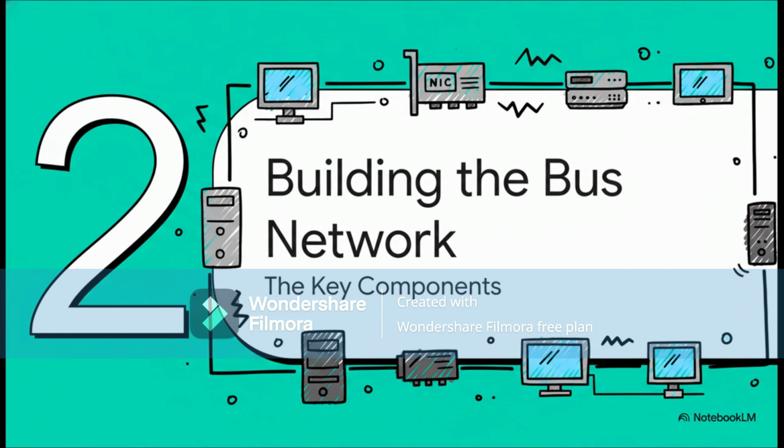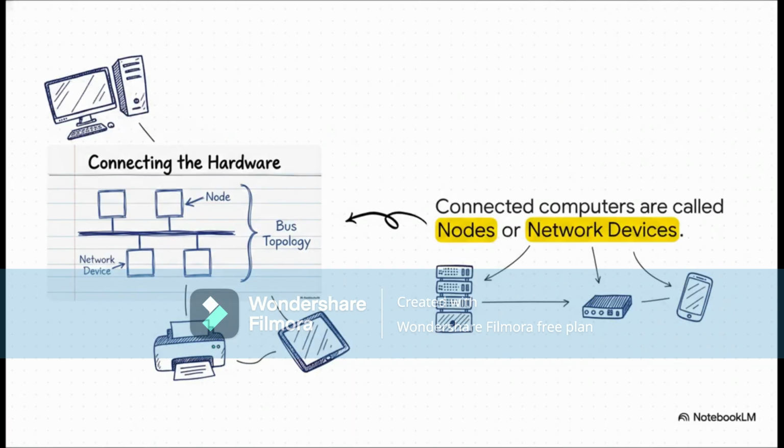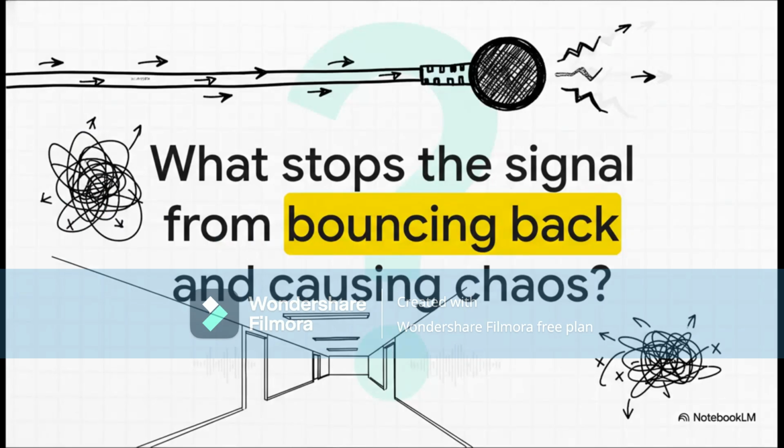Let's take a look at the key components. First up, you've got the devices themselves. Any computer, any printer, any gadget at all that's hooked up to that main cable is called a node or a network device. I know it sounds a little technical, but it's just the official term for anything connected to the network.